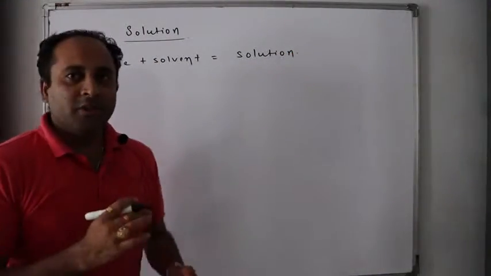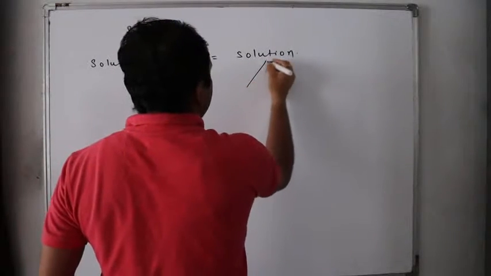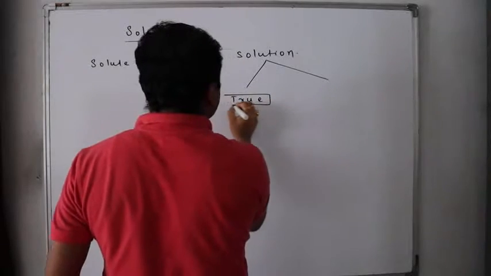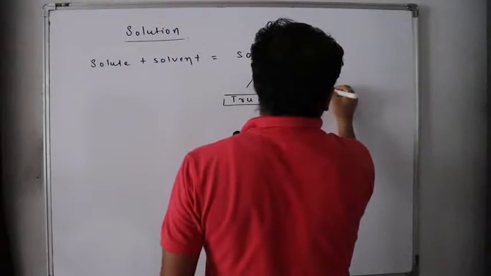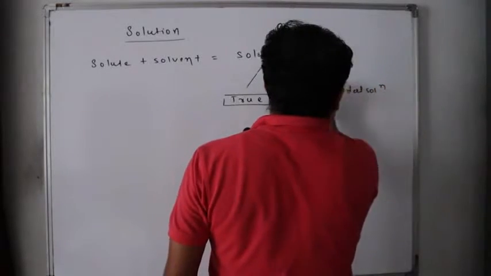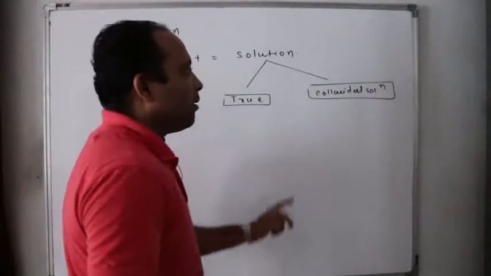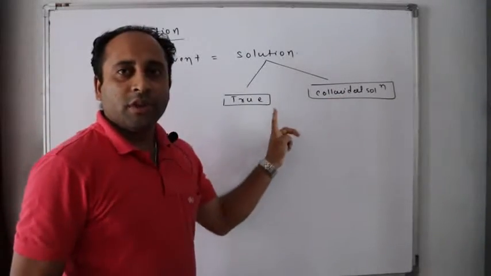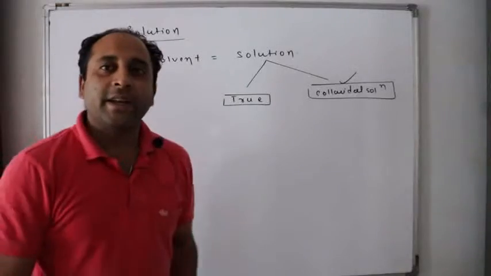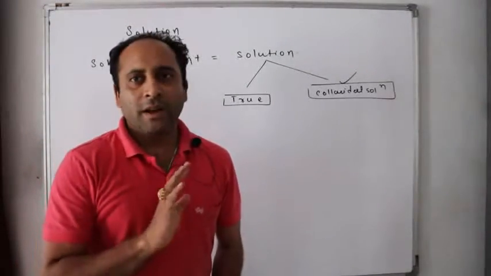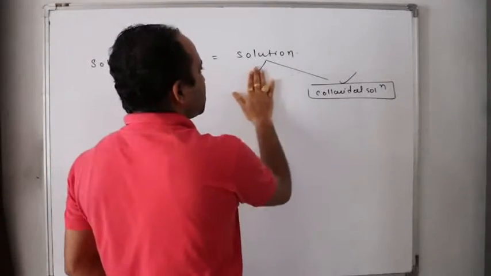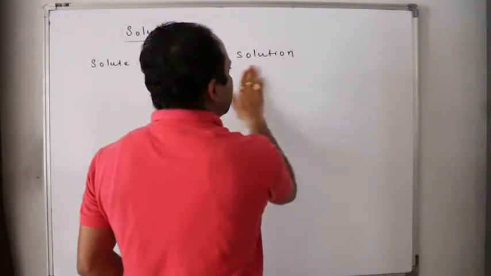To be very clear to you, solutions are of two types. One is true solution, the other one is colloidal solution. Beyond this, there are also classifications, but I will tell you only about a true solution now. Colloidal solutions and other solutions will be taught to you in the second year chapter, that is surface chemistry. So our discussion will be restricted only to true solutions.